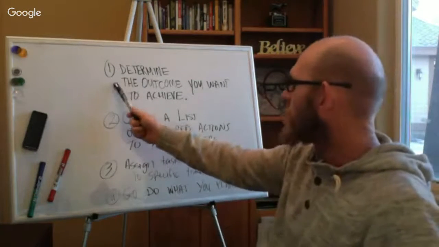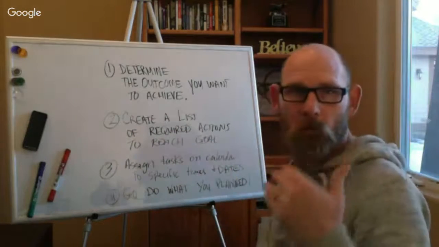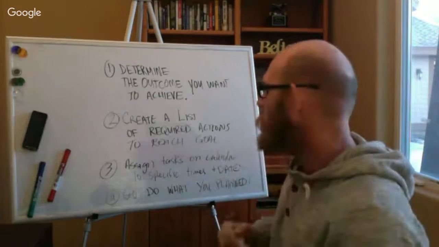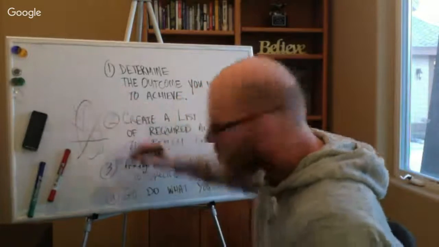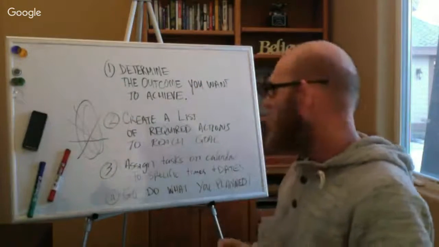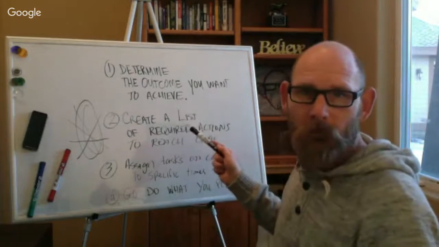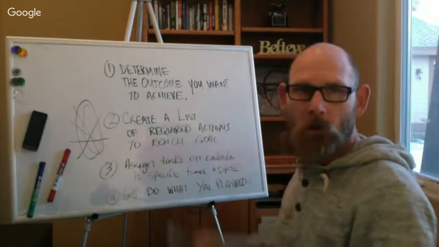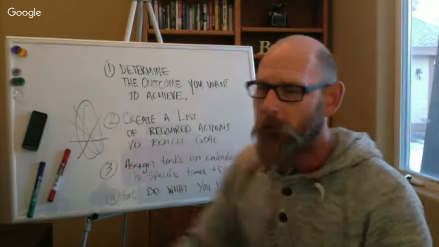So you determined the outcome that you wanted to achieve. You created the list of what were the required actions to get to that goal. When you do step two, this is the most important step. This list should be the simplest, quickest, fastest list of things that you could do, of required actions to reach your goal.